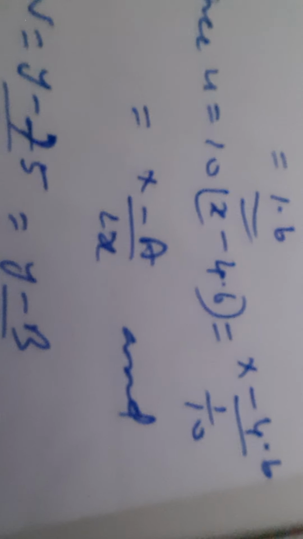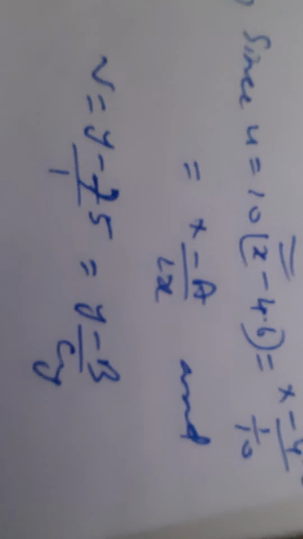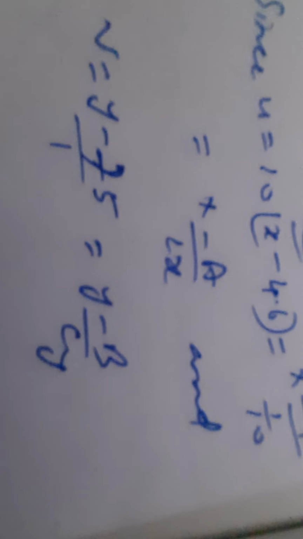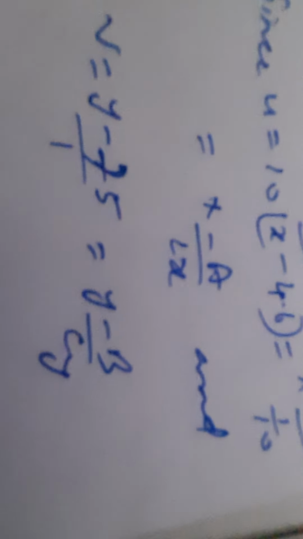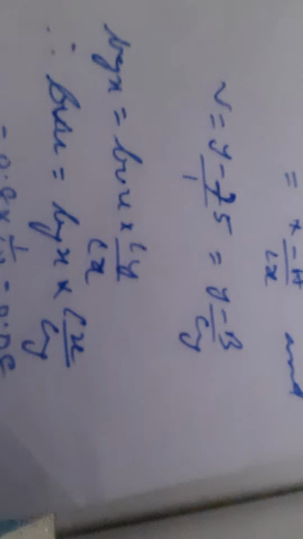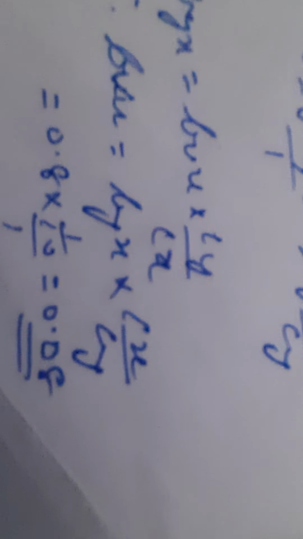cx, okay, that, and v is equal to y minus 75 upon 1, that is y minus b upon cy. Okay, that way. So byx is equal to buv into cy upon cx, which is buv is equal to byx into cx upon cy, reciprocal. So 0.8 into 1 by 10 upon 1, which is equal to 0.08. So that is the answer.